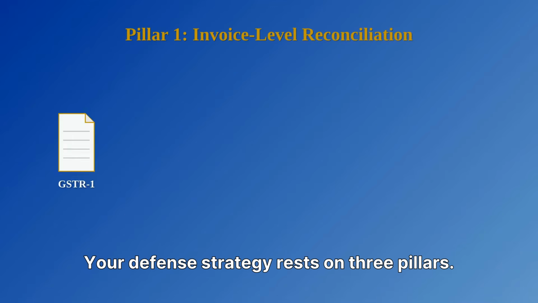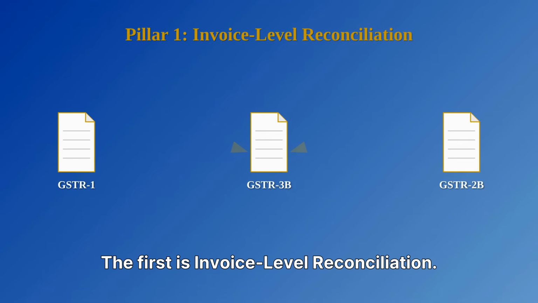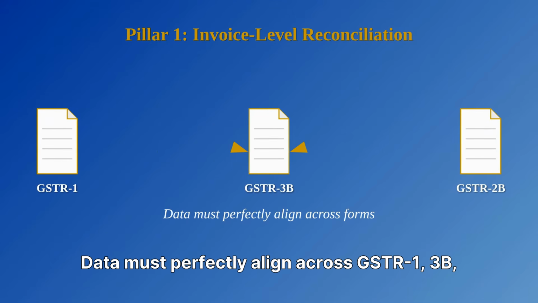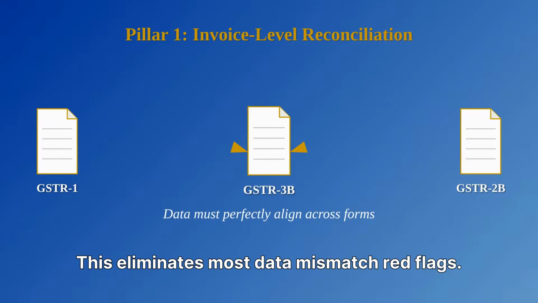Your defense strategy rests on 3 pillars. The first is invoice level reconciliation. Data must perfectly align across GSTR-1, 3B and 2B before submission. This eliminates most data mismatch red flags.